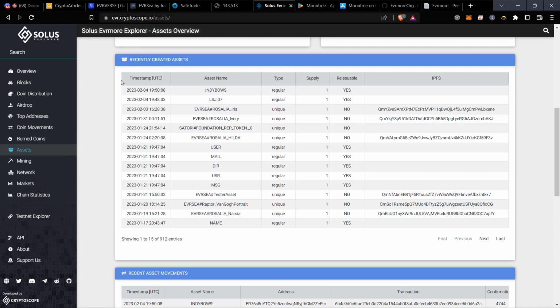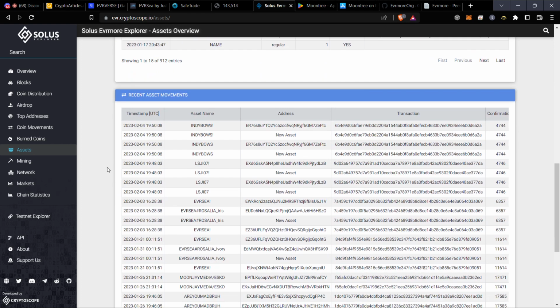Let's scroll down. Let's see, what do we have here? Ooh, interesting. Recently created assets: IndieBose, LSJ07, Eversea, Satori, and several user, mail and message assets. And for recent asset movements, there haven't been any movements in the past 3 to 4 days. IndieBose was the last one. Interesting. So there's not much activity going on here.